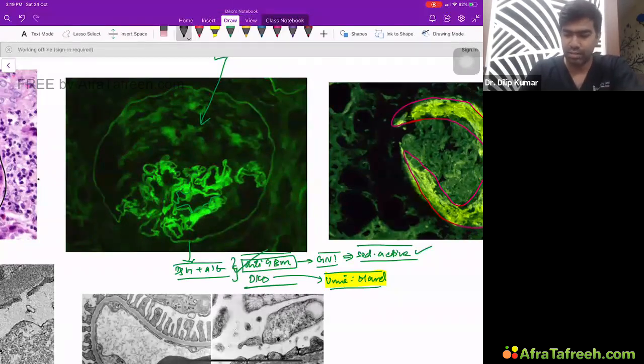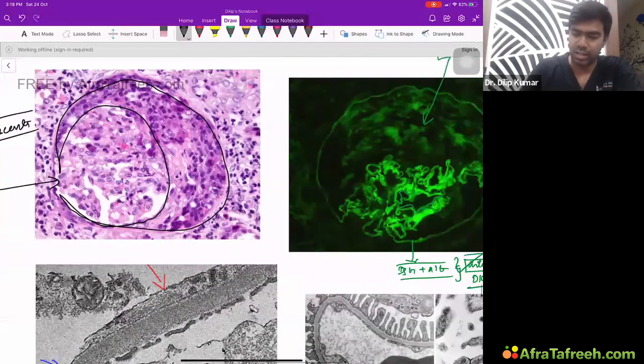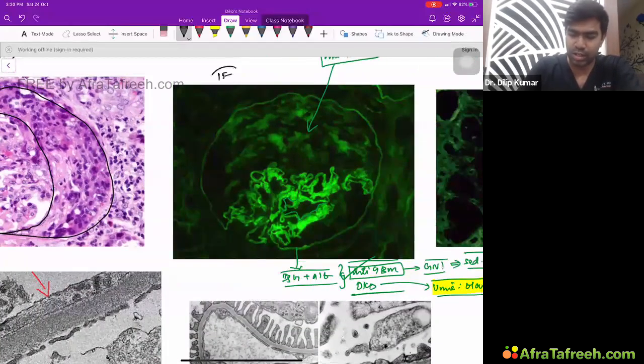But please do understand, when you see a crescent like this and the immunofluorescence looks dark. If immunofluorescence is negative, and you don't see anything like what I have shown, then it could be ANCA-associated vasculitis. You need to know about that as well.